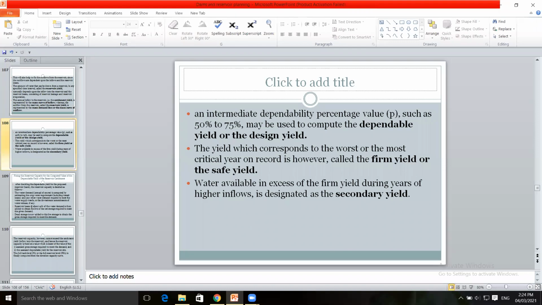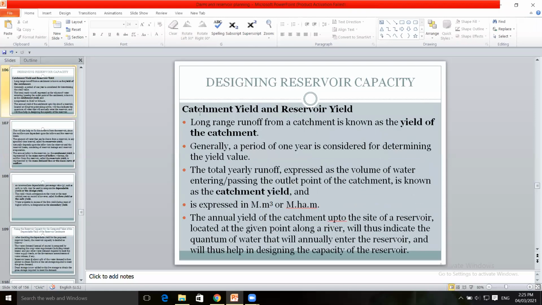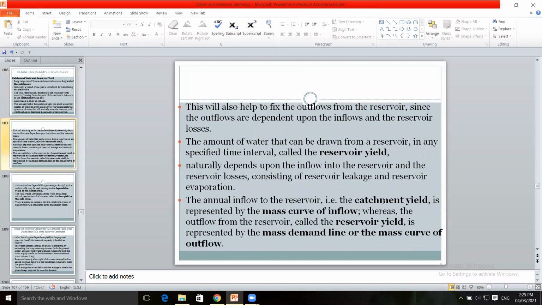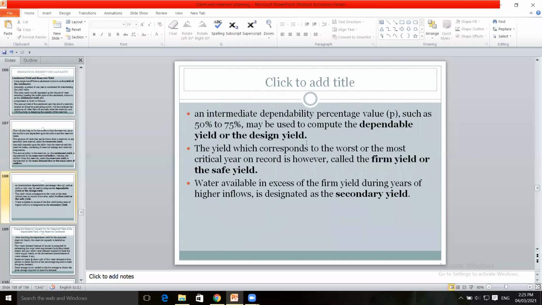There are differences between various types of yields that are useful in determining the storage capacity of the reservoir. So the various definitions: first you have seen catchment yield, then reservoir yield, then dependable yield or design yield, then firm yield or safe yield, and secondary yield.